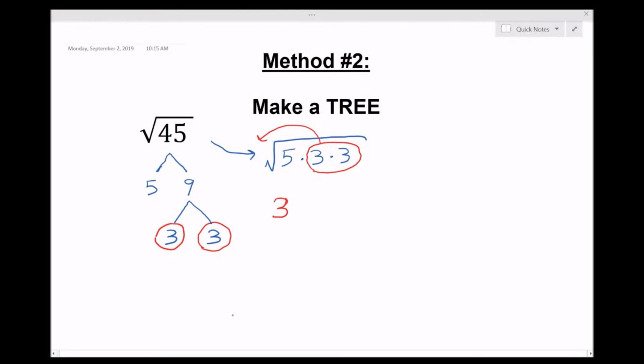And then what do we have left? The 3 has come out. We have a square root left over, and the 5 is not a pair, right? So it just hangs out in the square root. It doesn't get to come out. And now, again, this is as simple as it gets. We've taken out what we can. What we can't take out just stays under the square root. And so we've got root 45 in simplest radical form.